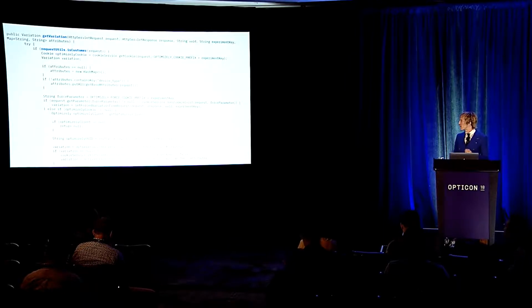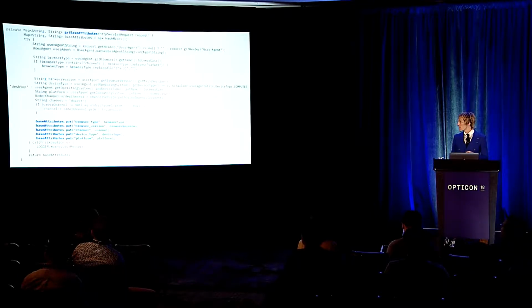Part of the integration looks like this. We can get a variation. Internally, we check if it's a customer, so we're able to save on impressions by not sending any non-customer requests to Optimizely. We can do things like send all of our base attributes in every call. Those look like this. By blackboxing experimentation, we don't have to individually send browser type and version and channel and device type and platform every time. We just automatically have it.